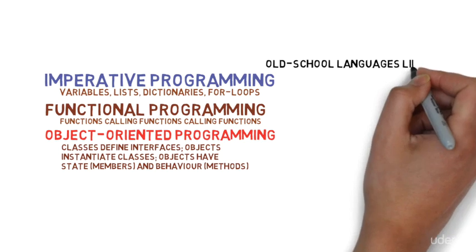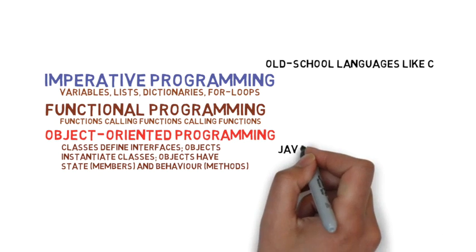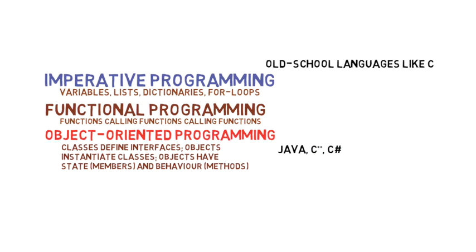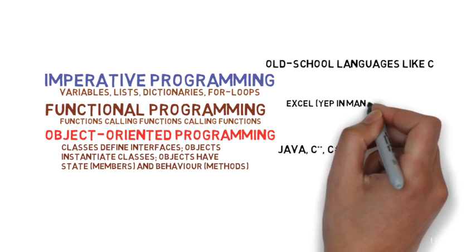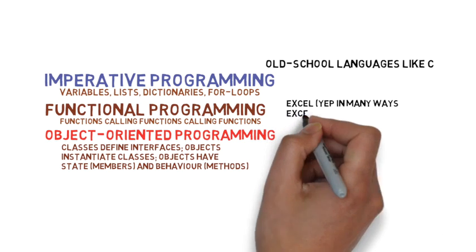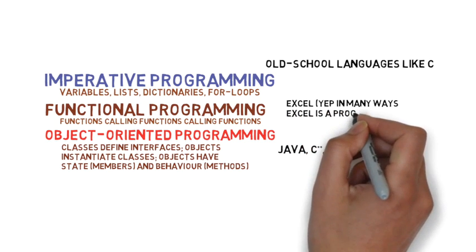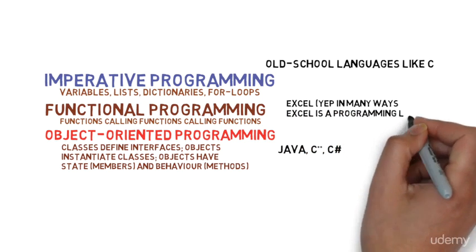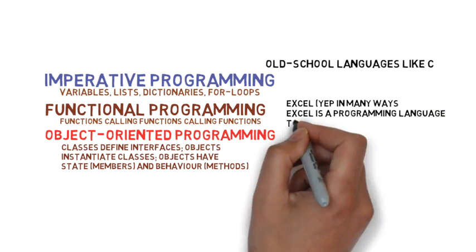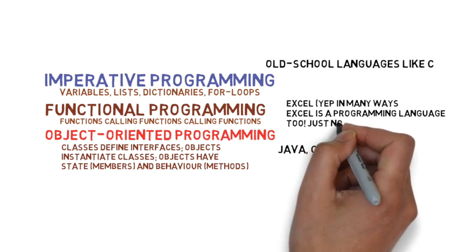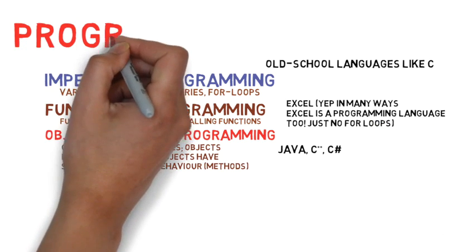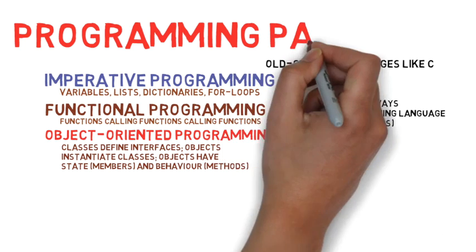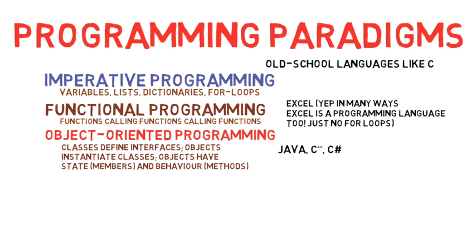Now, old school languages like C followed the imperative programming paradigm. Java, C++, C#, these are object-oriented languages. And Excel, in fact, Excel is a programming language, just it has no for loops. Excel is a functional programming paradigm. So these are the basic programming paradigms that we have to work with in modern day programming languages.